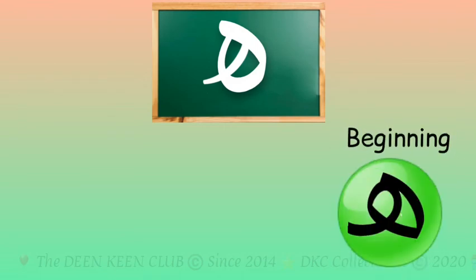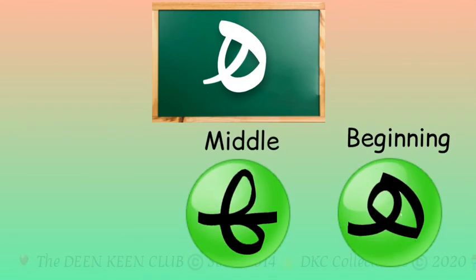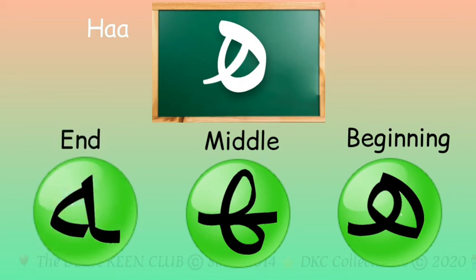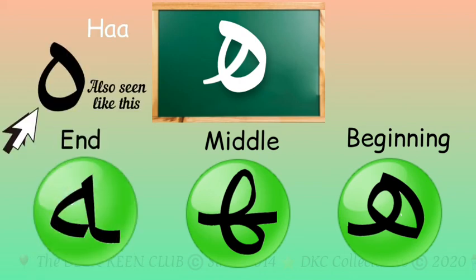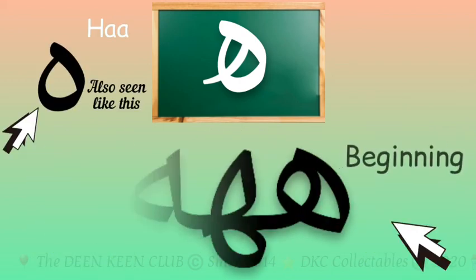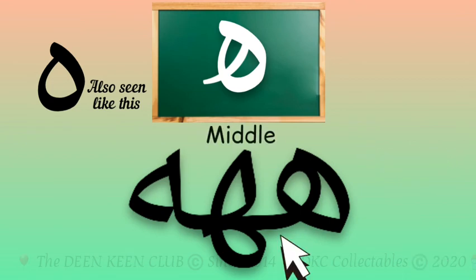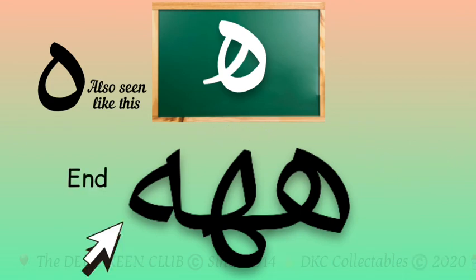Hair. Hair looks very similar in the beginning, very different like this in the middle of a word, and is shaped like this at the end. It's also seen like this. And joined in a word in different positions, you will see it similar to this.